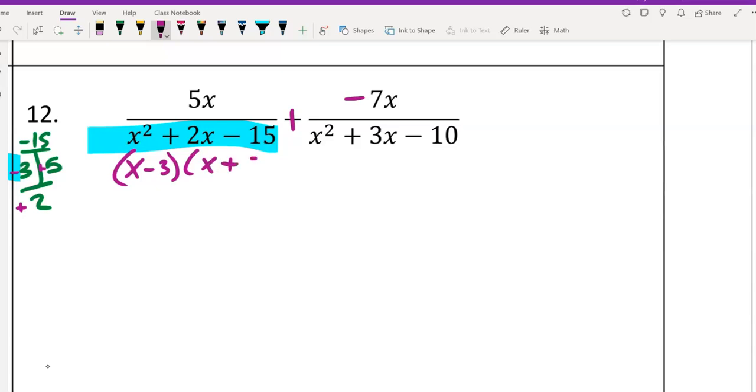And again, if factoring is difficult for you, you need to practice. I don't know what else to tell you there. We've done it so many times this year. You need to be practicing your factoring.